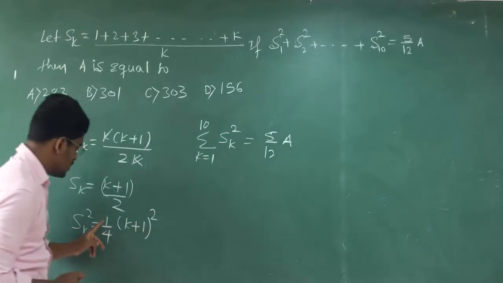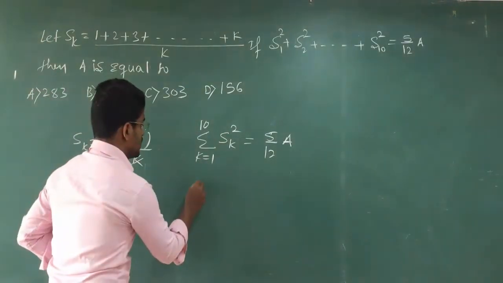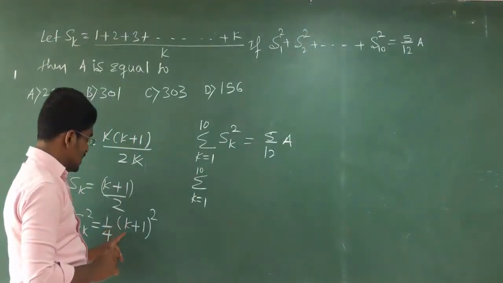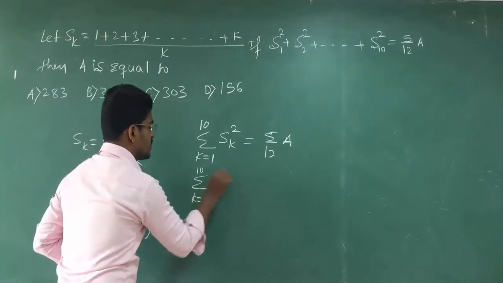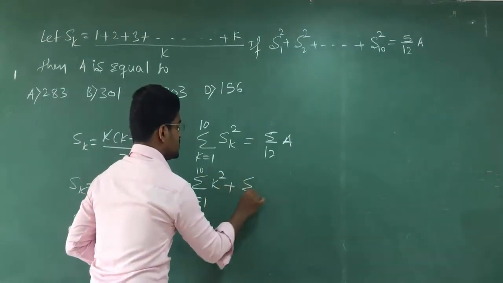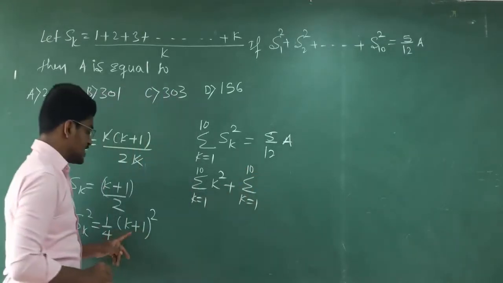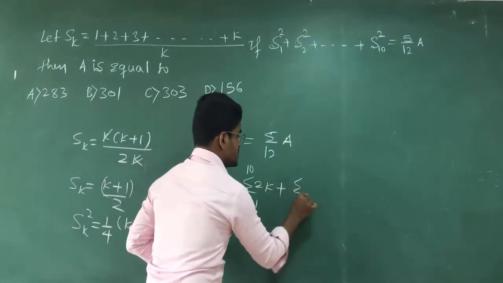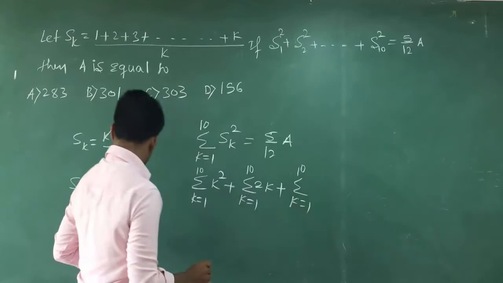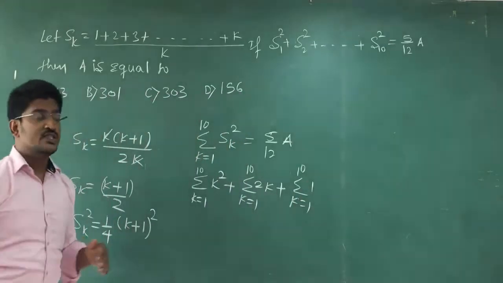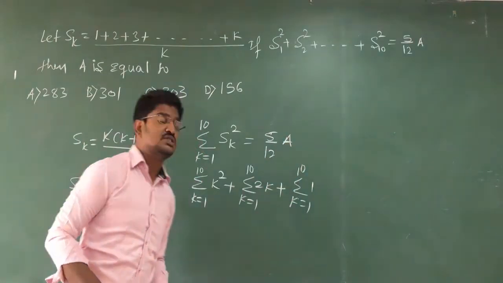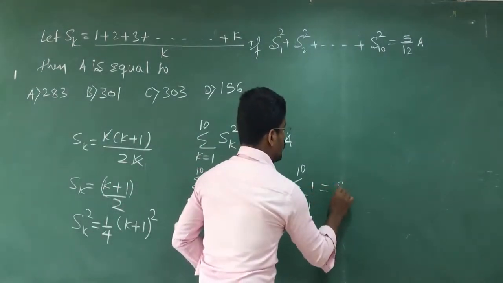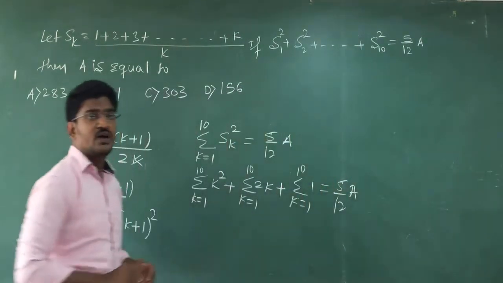What is Sk square? 1 by 4 into (k plus 1) whole square. So that is summation of k equal to 1 to 10. (k plus 1) whole square means what? First term is k square, plus summation of k equal to 1 to 10, next 1 square is 1, no problem, next 2k, plus summation of k equal to 1 to 10, that is 1. Clear? So that means 1 is added for how many times? 10 times. This is equal to 5 by 12a.